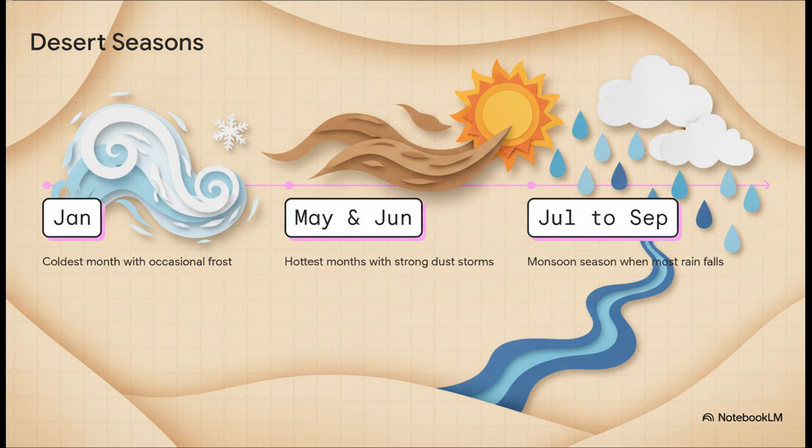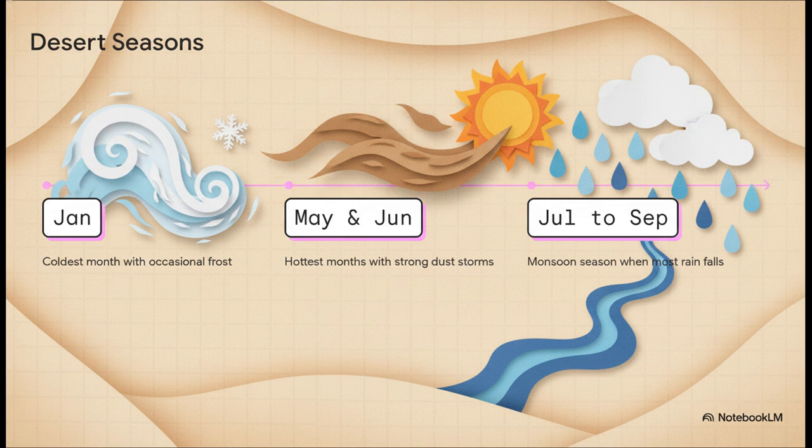Starting in January, well, that's the coldest month, and sometimes it gets so incredibly cold that there's even frost. Then we skip forward a bit to May and June. These are the absolute hottest months. The sun is just blazing down, and these super strong dust storms blow through the air.